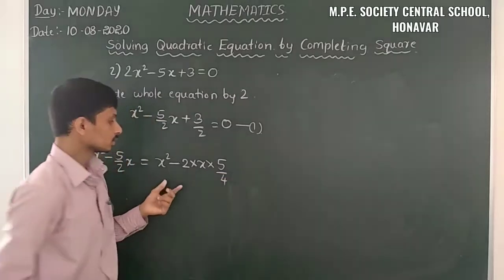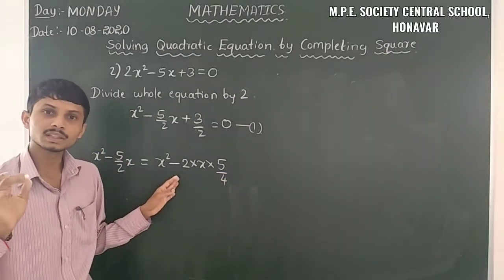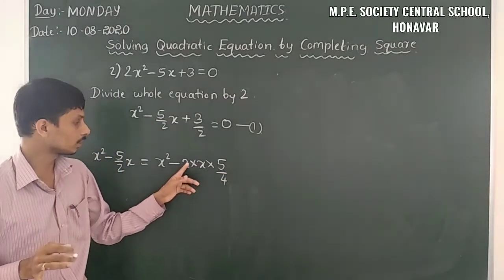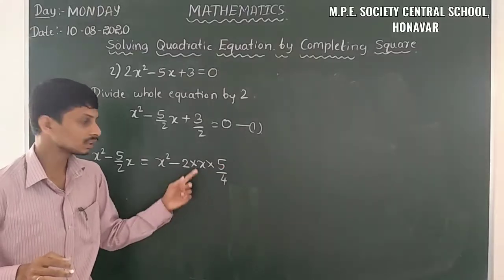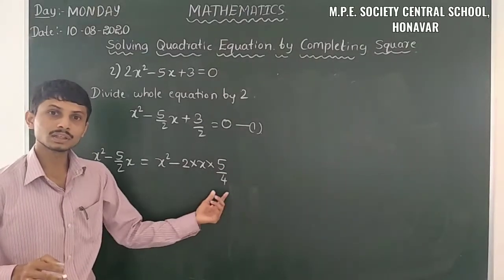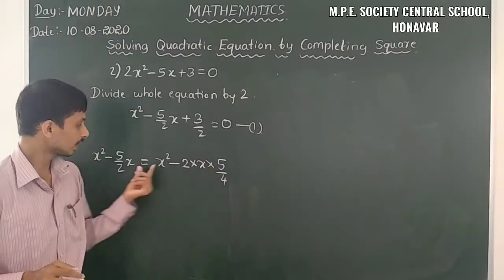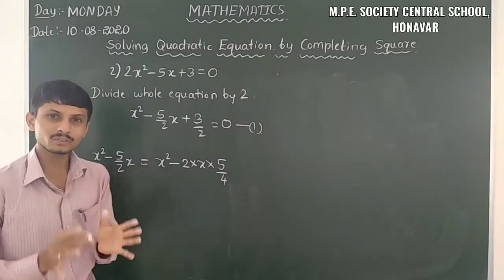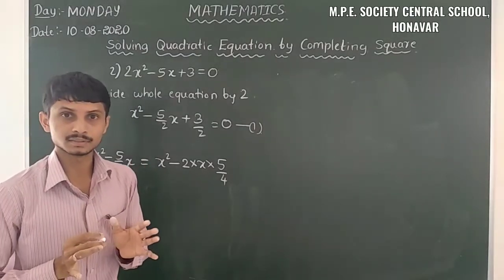5 by 4. So just observe whether the value of the equation is disturbed or not, because when we are cancelling 2 and 2, only 2 remains here. So 5 by 2x remains. So we have to verify in each and every case.